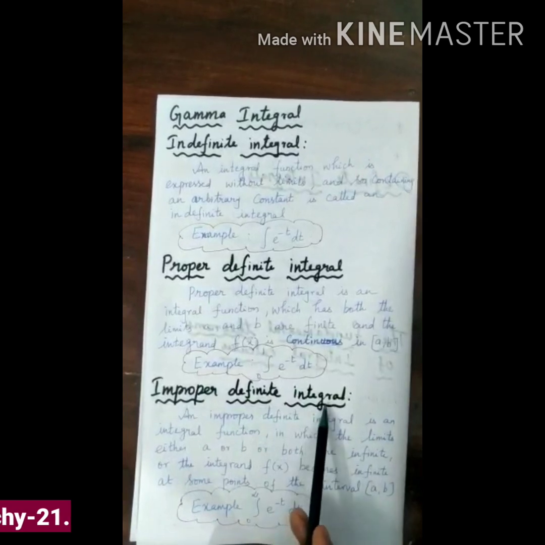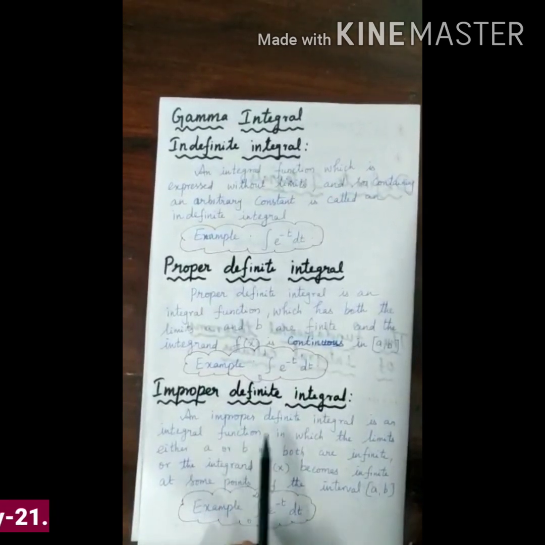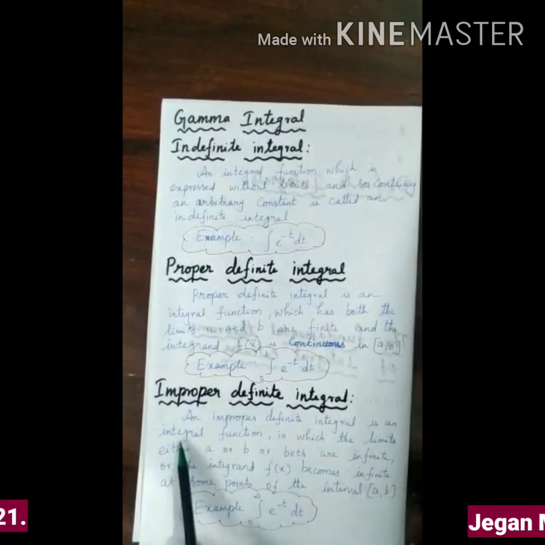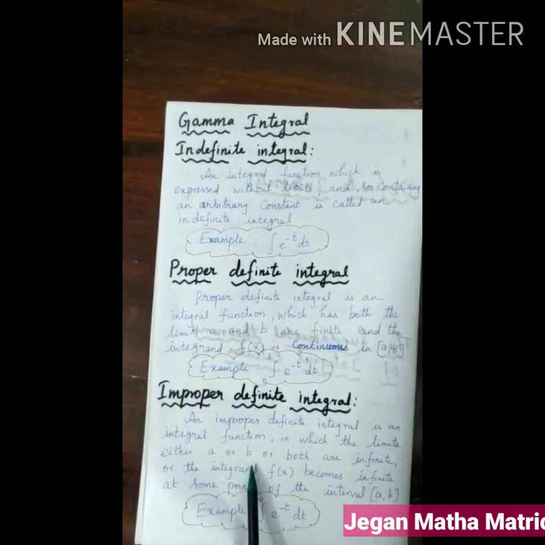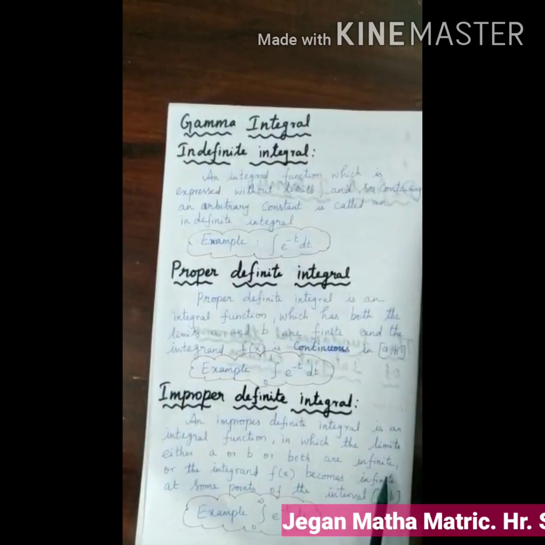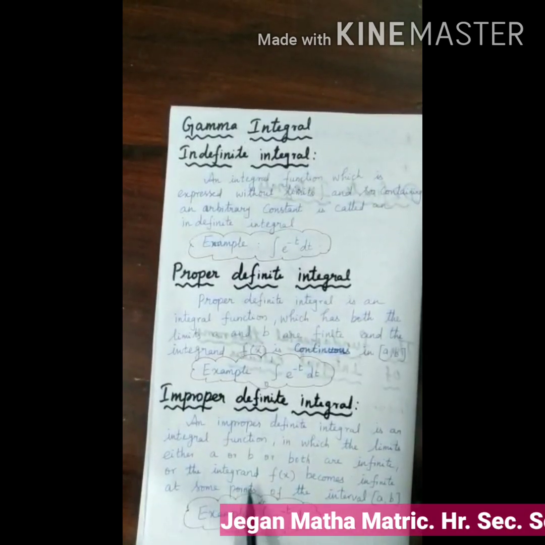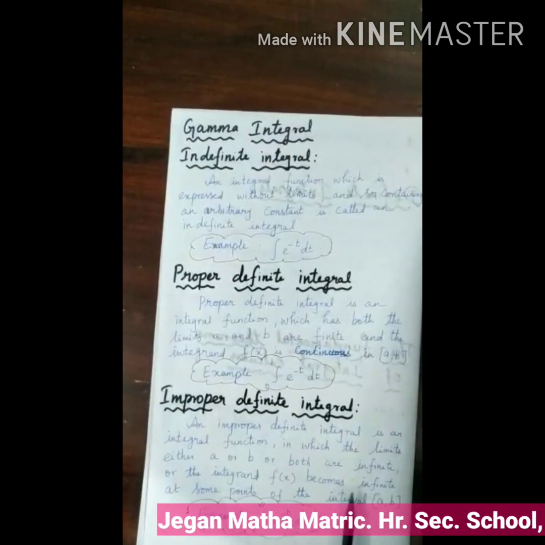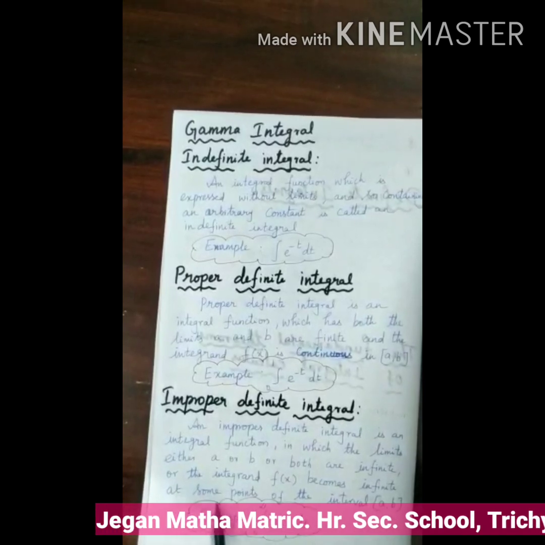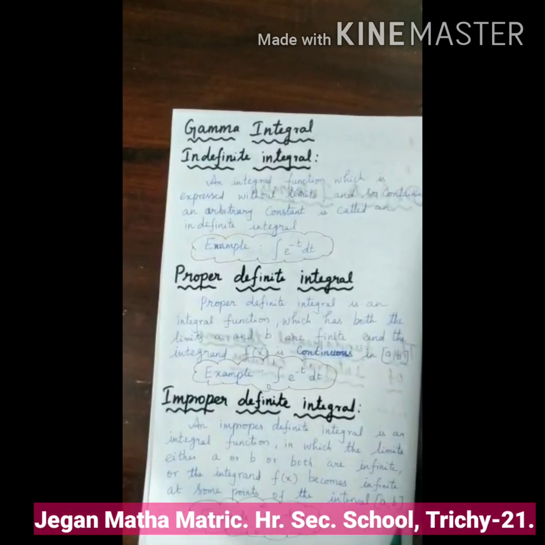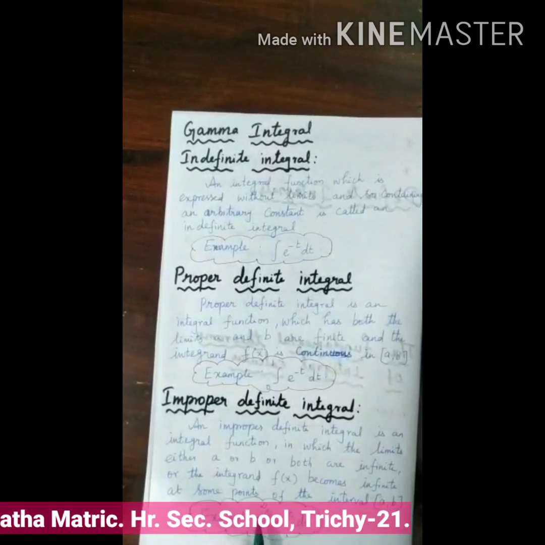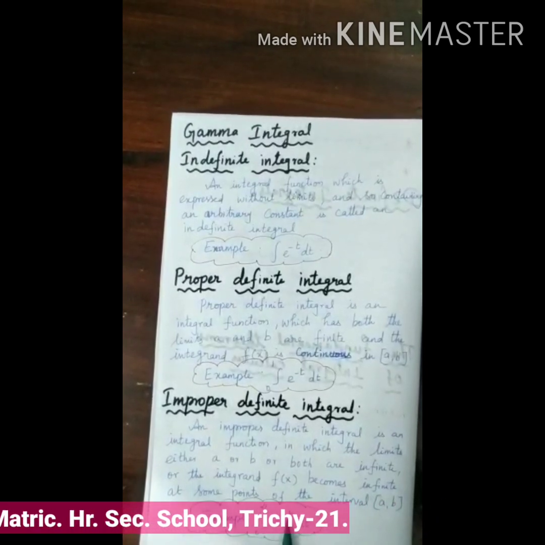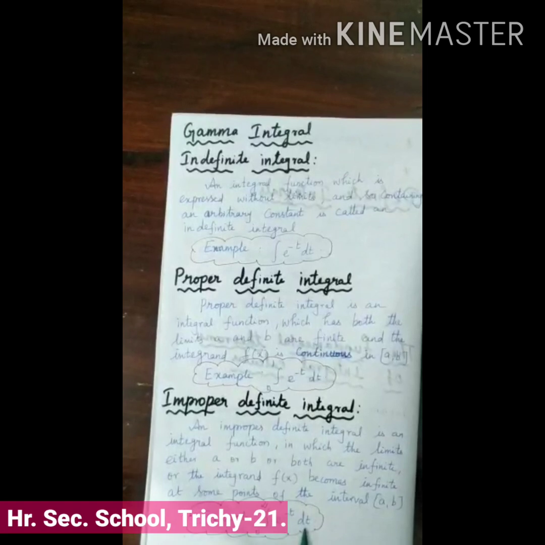Improper definite integral. An improper definite integral is an integral function in which the limits, either a or b or both, are infinite, or the integrand f of x becomes infinite at some points of the interval a, b. Example, integral of 0 to infinity e power minus t into dt.